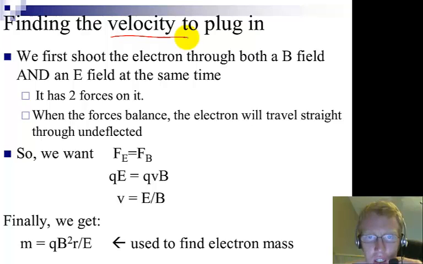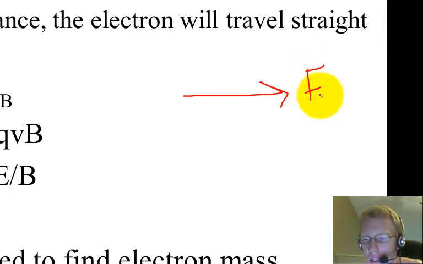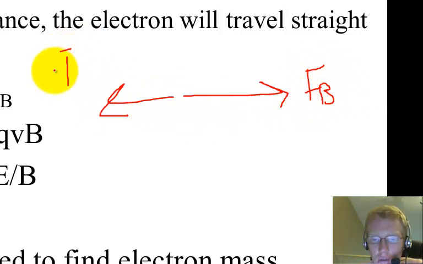How do you find the velocity of a particle? Well, you can first shoot it through an electric field and a magnetic field at the same time. So if you've got a particle going through an electric field and a magnetic field at the same time, it has two forces on it. So you can make it so that, for example, the magnetic force is this way, and the electric force is this way.